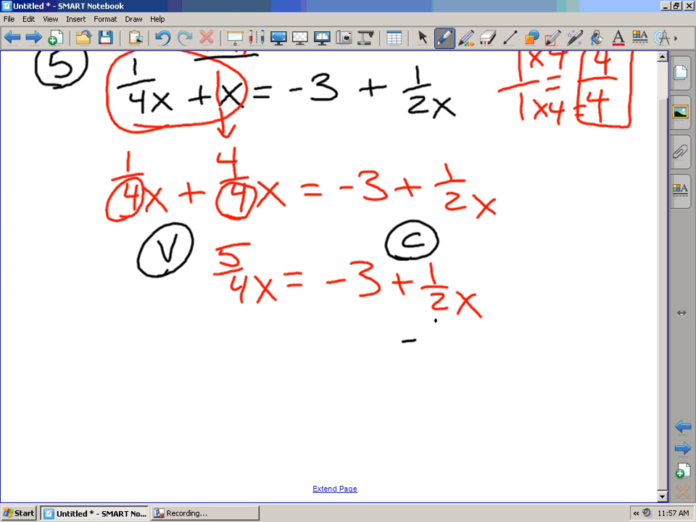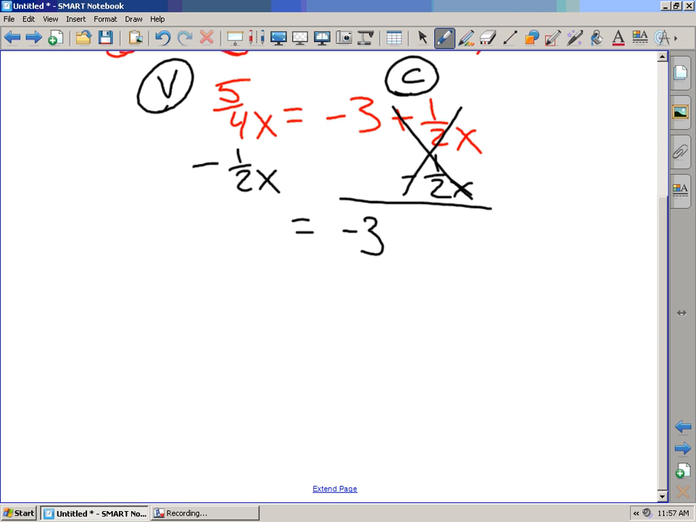So I'm going to subtract this 1/2 x using the inverse operation to cancel. On the right side, I'm going to be left with a negative 3 because 1/2 x minus 1/2 x equals 0. And then whatever you do to one side, you must do to the other. Now, remember, when we're subtracting with fractions, the denominators need to be the same. So here's our problem. I'm going to write it over here. 5/4 minus 1/2.